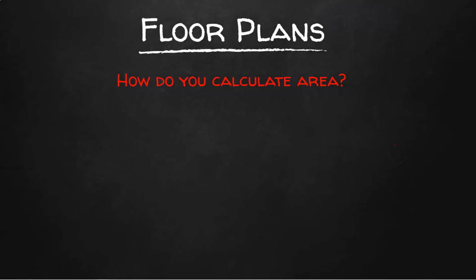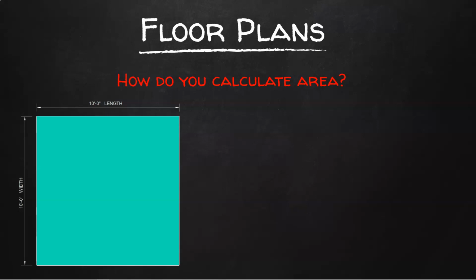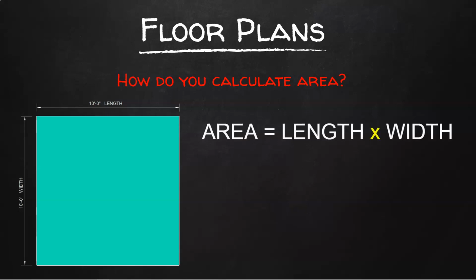How do you calculate area? Area refers to the amount of space in an enclosed section. So it's going to be a two-dimensional value, and it's going to include multiplying two different lengths for a rectangular shape or a square shape. Area equals length times width. It could be height times width as well. All you need to know is that it is actually two distances that form the shape of an object.